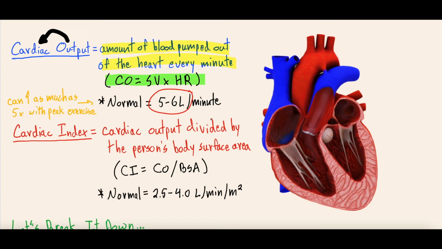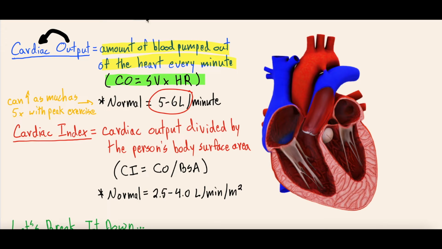And a normal cardiac output for your everyday person is about 5 to 6 liters of blood per minute. Think about that for a second. That's 5 or 6 liters of blood that's pumped out of our hearts every single minute. That's a huge amount, and your heart does that the entirety of your life. It's an extremely impressive muscle.